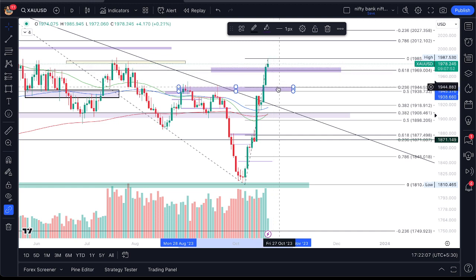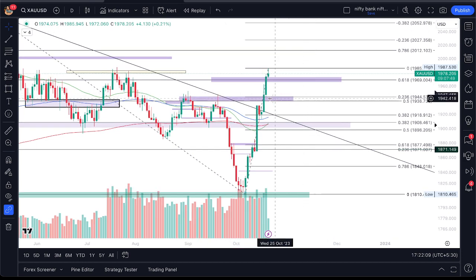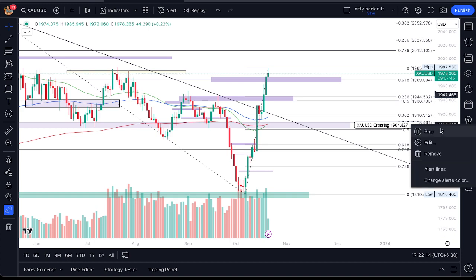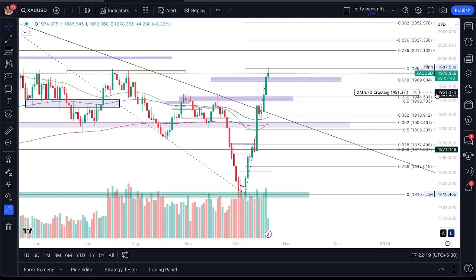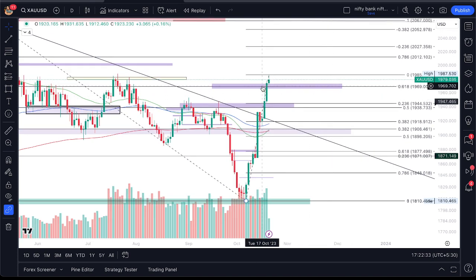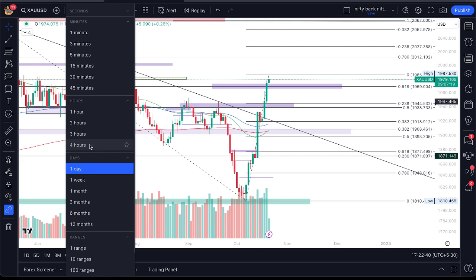So the next zone of interest at the bottom is for me between 1944, and I'll put an alert over here. If it comes to this level, then I may buy, but it's very far, it's not very close. So it might come to this level, 1967. Here also you can buy if you see in the 4-hour time frame.